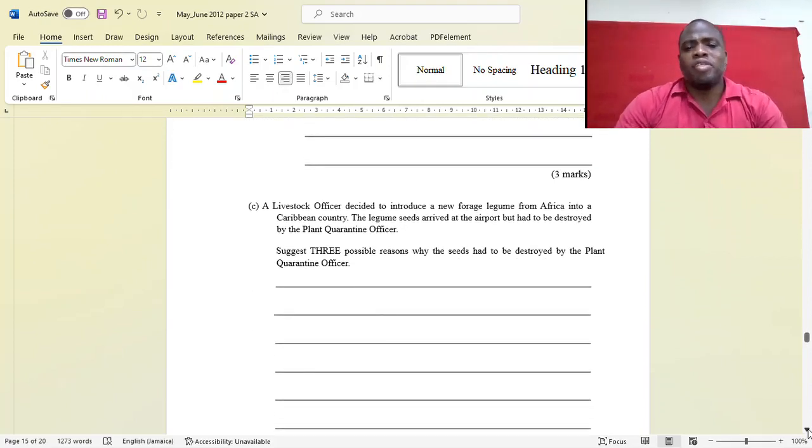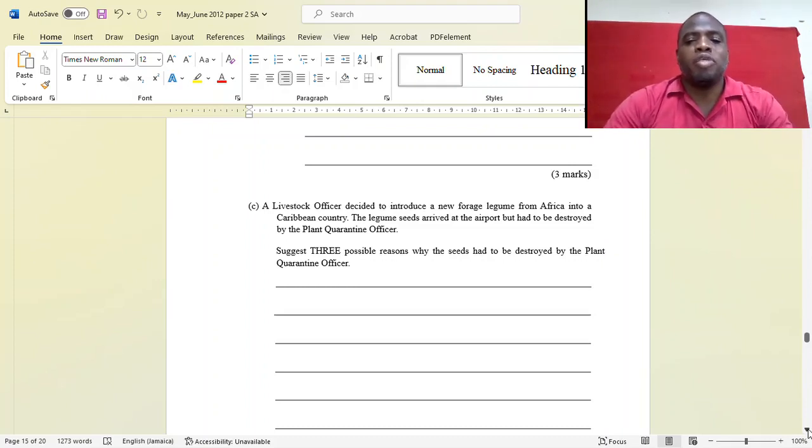A livestock officer decides to introduce a new forage legume from Africa into a Caribbean country. The legume seeds arrive at the airport, right, but had to be destroyed by the plant quarantine officer. These are persons who ensure that the biodiversity in one's country is not threatened. Anything that will pose a threat, they will have to step in. And we're thinking that's what happened right here.